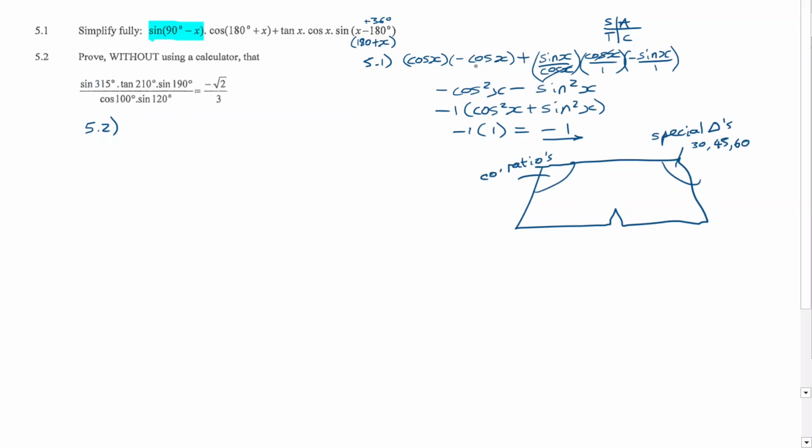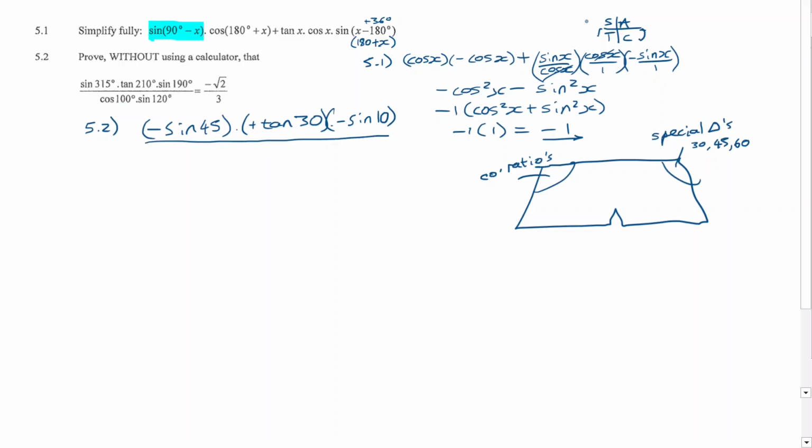So sine 315, that's about here. That's in the fourth quadrant where sine is negative. And you're asking how far is 315 back to the nearest x-axis, to 360? It's 45 away. Tan 210, that's about here somewhere. What is tan in the tan quadrant? It's positive. And how far is 210 back to the nearest x-axis? Back to 180, it's 30. Sine 190 has just crept into this quadrant as well, where sine is negative. And how far is 190 from 180? It's just 10 away.